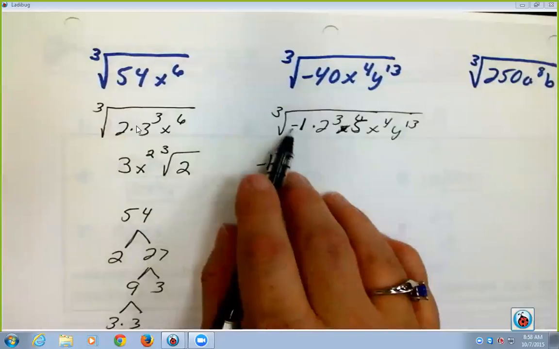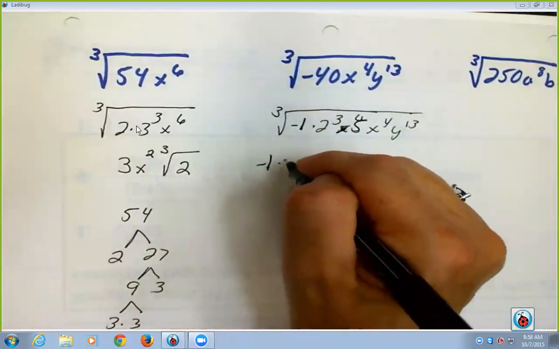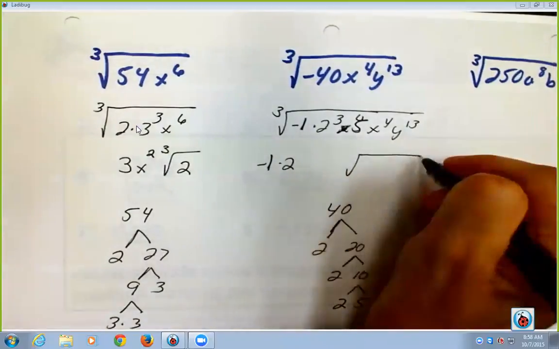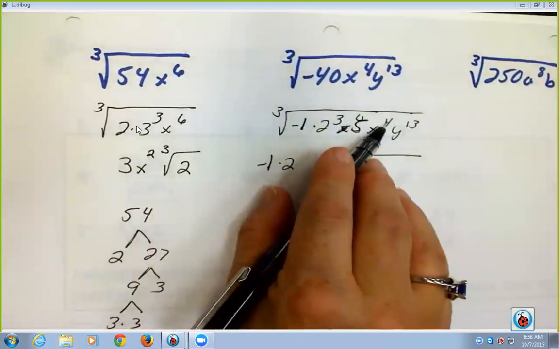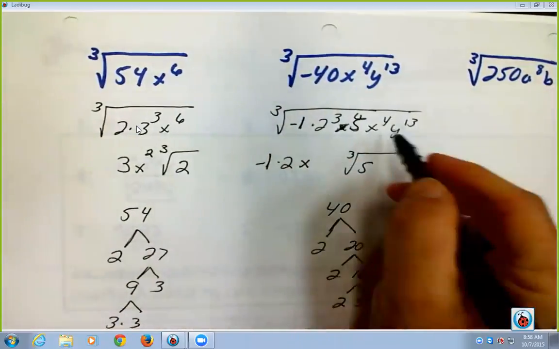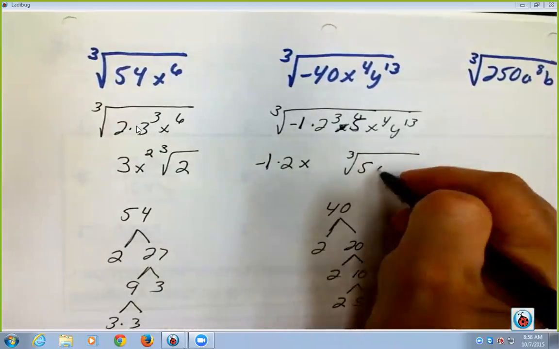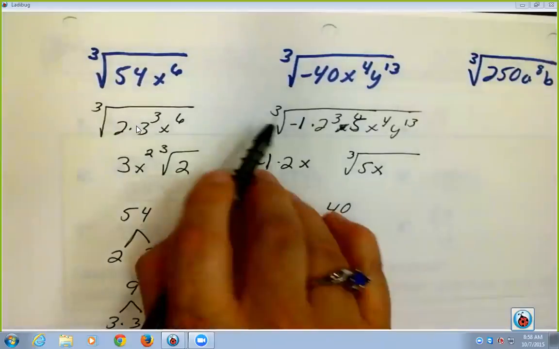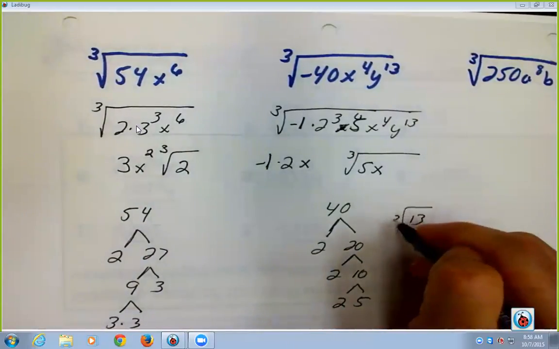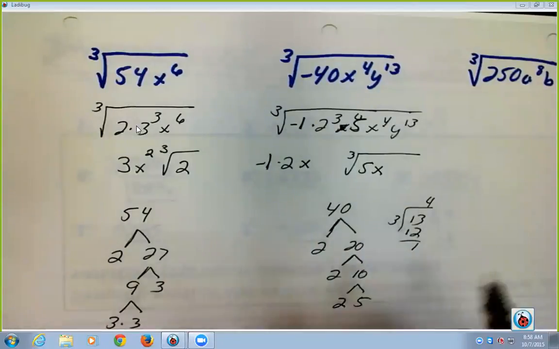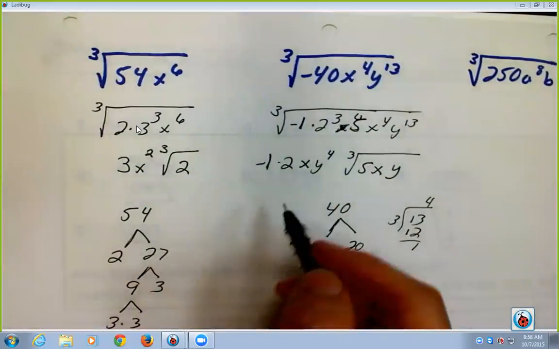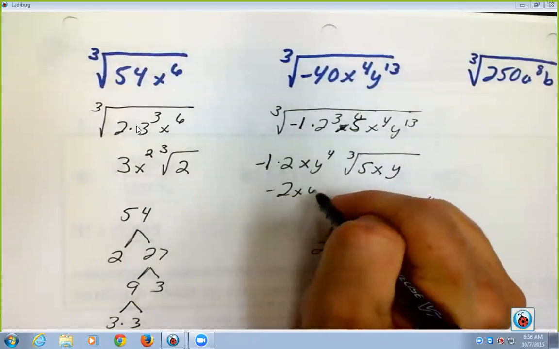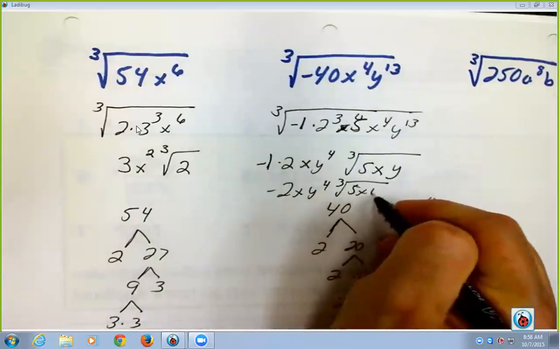So I can pull out a 2. I cannot pull out a 5 because there's not enough of them. 3 goes into 4 once. I can pull out an x, but it leaves a remainder of 1, so I have x under my radical. 3 goes into 13 4 times, leaves 1 left over, so I pull out a y to the 4th power, and I leave a y under my radical. So my final answer to this one is a negative 2x y to the 4th, the cube root of 5xy.